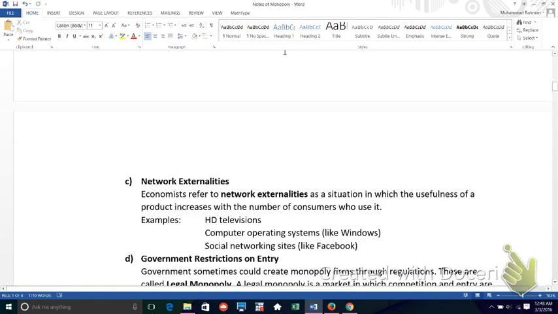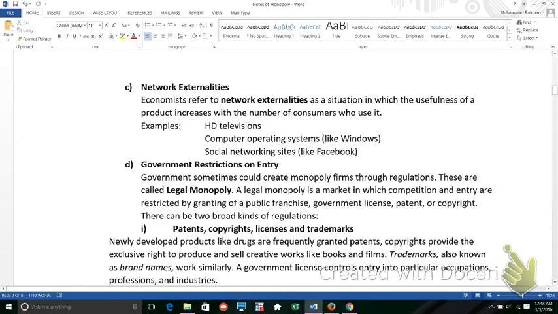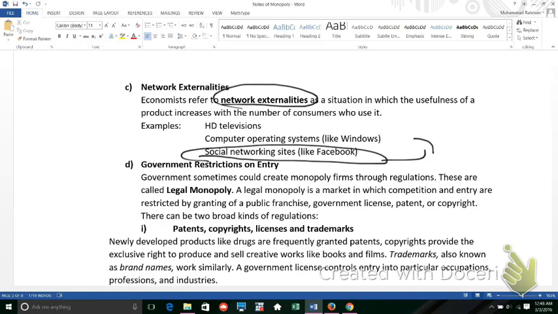The next factor that can give rise to monopoly is called network externality. This is a fairly new concept, and let me walk you through it. Network externality is a situation where the usefulness of a product increases with the number of consumers who use it. A classic example is social networking like Facebook. Somebody created a good like Facebook, and everyone likes the good and tries to use it. The more people use that good, the more network externality Facebook creates, and obviously Facebook starts to have a monopoly in this market, and we clearly see that happening right now.